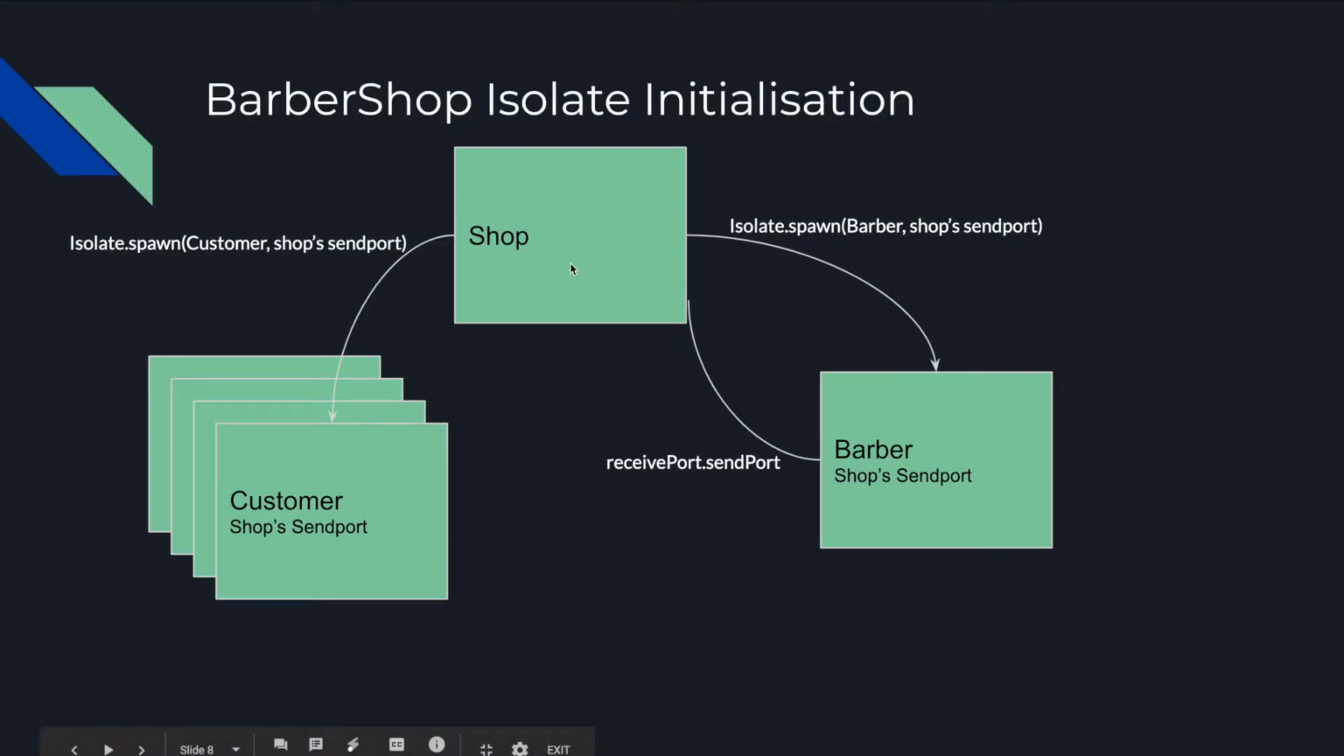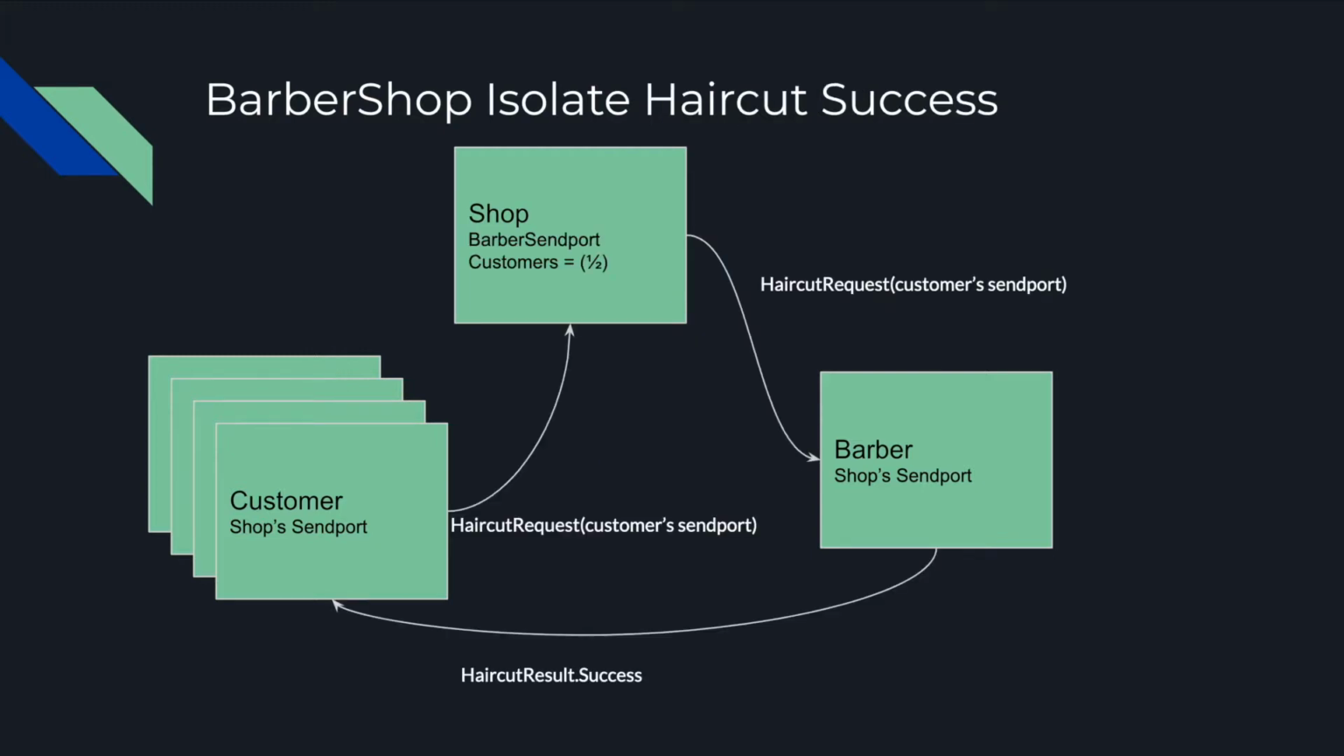The shop isolate is the first one that's spawned, and the shop is going to spawn both the barber and the customer. So when it spawns the customer, it's also going to pass in its address, so the customer knows how to contact the shop at a later point in the code. In the same way, when it spawns the barber, it's also going to pass in its address, so the barber can send a message to that address, which is essentially telling the shop how the shop can communicate with it. So after these 2 messages are sent, both the shop can communicate with the barber and the barber can communicate with the shop. Let's take a look at the successful scenario.